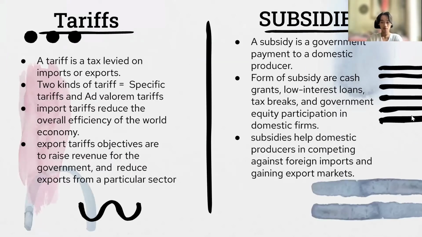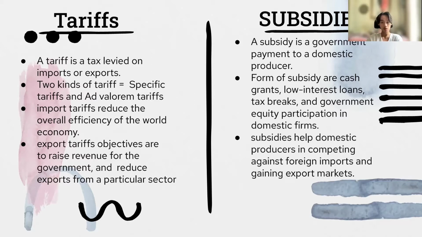First, we would like to discuss tariffs. A tariff is a tax levied on imports or exports. There are 2 kinds of tariff, specific tariff and ad valorem tariff. Import tariffs reduce the overall efficiency of the world economy, and the objectives of export tariffs are to raise revenue for the government and reduce exports from particular sectors.